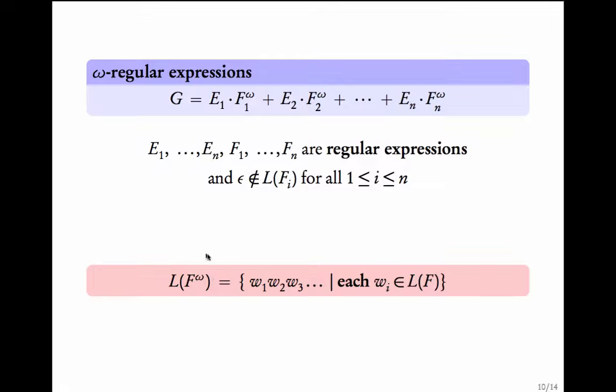Here is a more precise meaning of F per omega. So when we write F per omega, the language represented by F per omega is the set of all infinite words formed by taking words in this F. So F represents a regular expression. So it contains a set of finite words. You take some word in F, concatenate it with some word in F again, concatenate it with some word in F, and so on. So this is the set of all words of the form W1, W2, W3, such that each Wi is in the language of the regular expression.